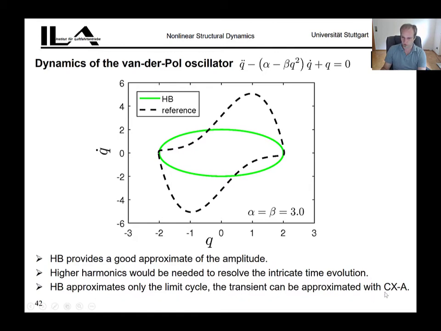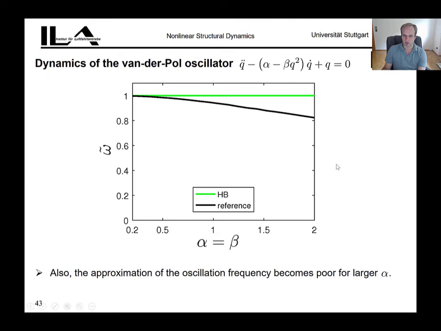With CXA, we can also determine or approximate the transient. We didn't do that here, but it's possible in general. You see here also, as function of this alpha versus beta, the natural frequency or the oscillation frequency, the limit cycle frequency, depends on this parameter also. So for small values where also this elliptic shape was present, the approximation is quite good.